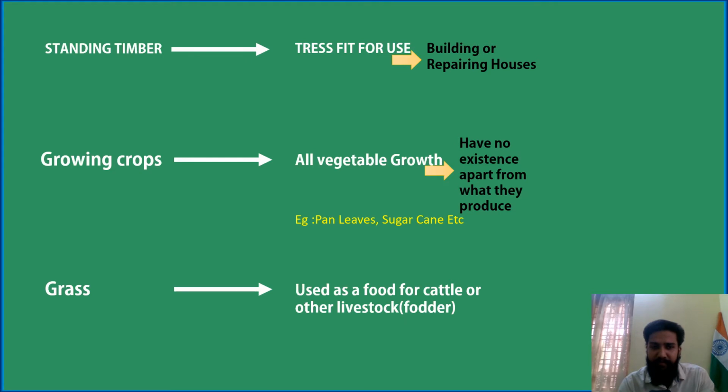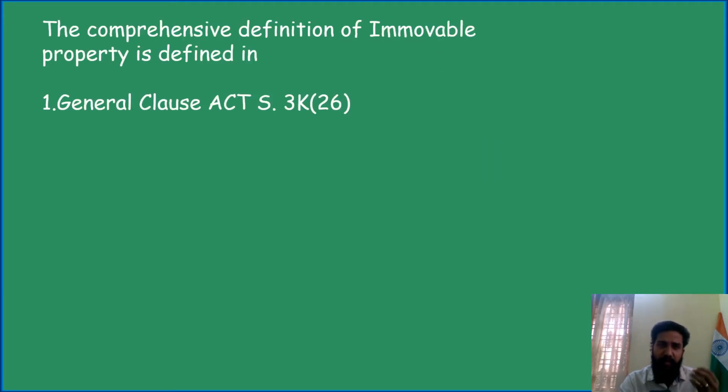Then grass. What is grass? Used as food for cattle or other livestock. Fodder. Fodder is a dry kind of grass. So we have seen what is not an immovable property.